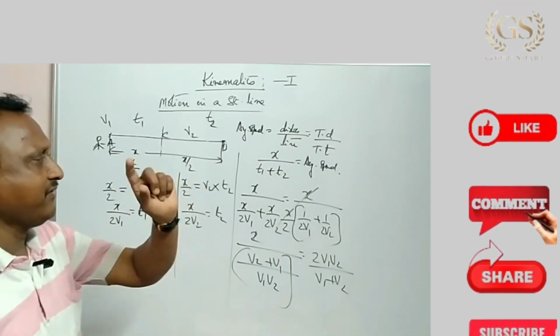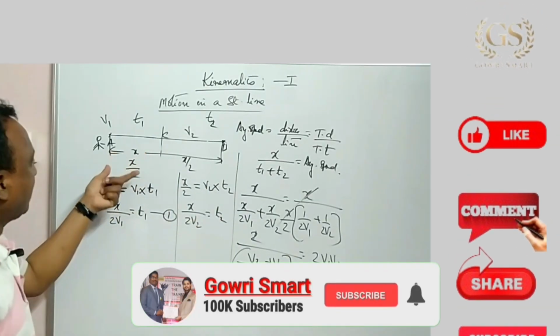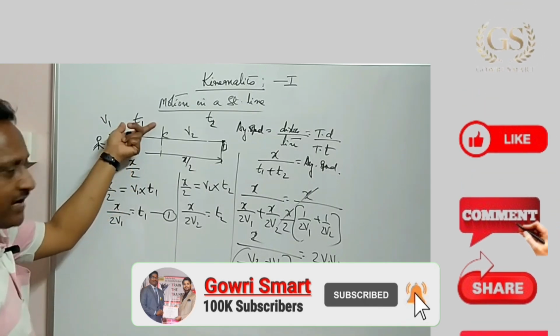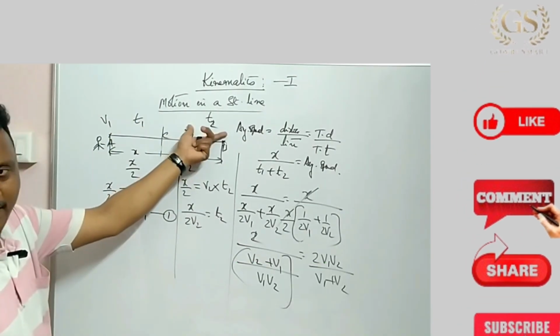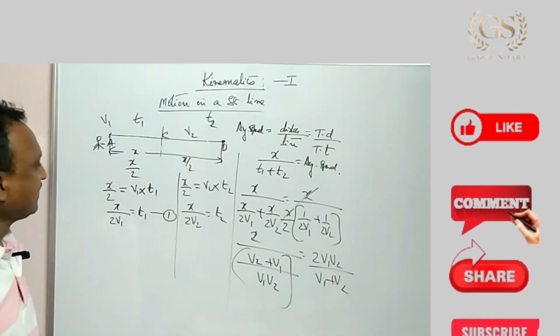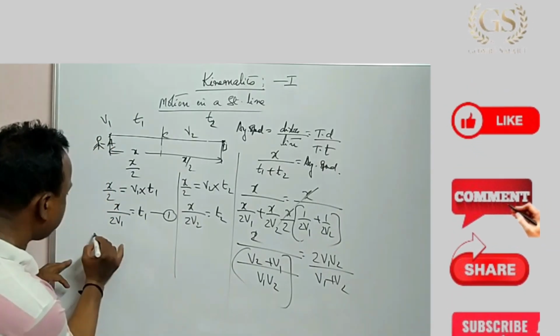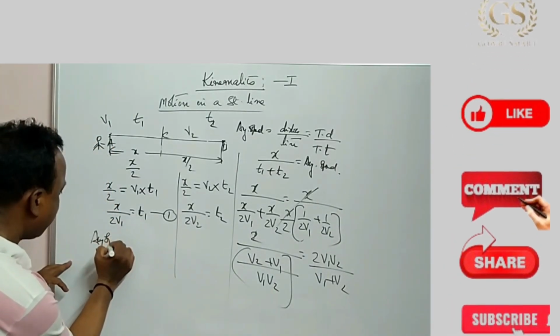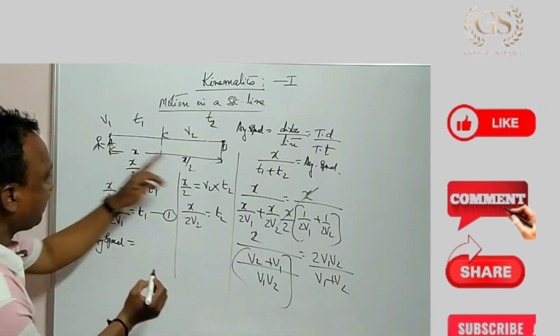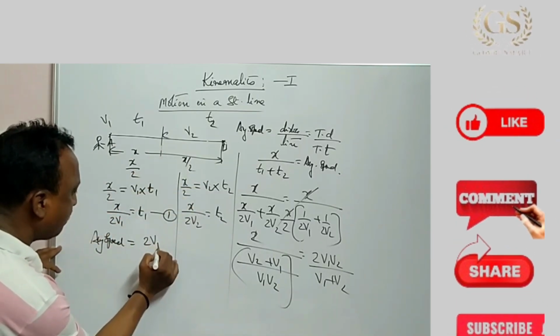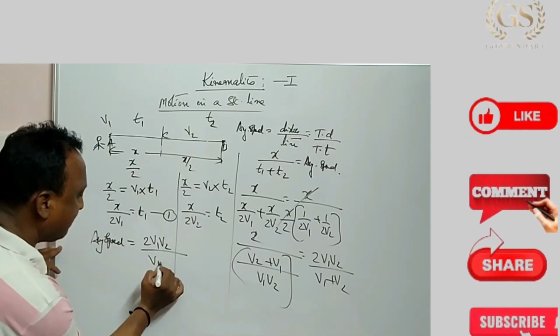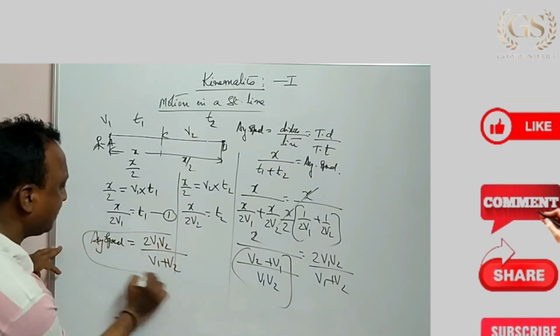This formula is very, very important regarding half a distance in T1 time, another half a distance in T2 time, with V1 and V2 as the speeds. So average speed, you got it. I am writing here, average speed from A to B is given by 2 V1 V2 by V1 plus V2.